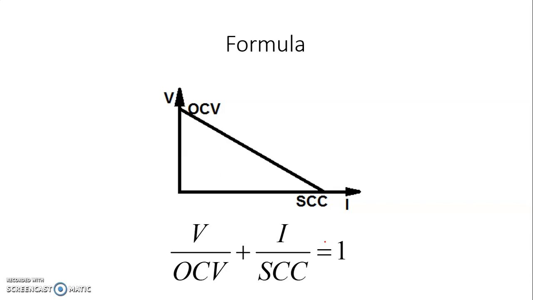The formula for characterizing the arc welding machine is the relation between OCV and SCC, which is V upon OCV plus I upon SCC is equal to 1. From this diagram we get this graph. If the current is 0, then the voltage will be the open circuit voltage. If the voltage is 0, then the current is the short circuit current.